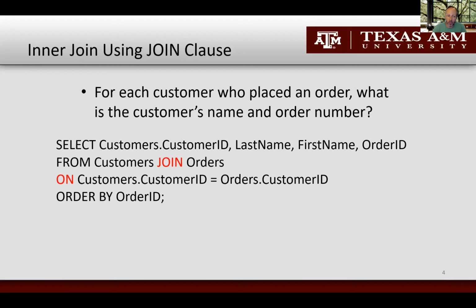And here's one way that we could potentially do this: for each customer who's placed an order, what's the customer's name and order number? Well, this is a relationship between the order table and the customer table. It's only customers that have placed orders. We could have customers that exist in the customer table that aren't in the order table. We can't really have an order that doesn't have a customer though. So it's every customer that is in the order table. I want to know that customer's name and order number.